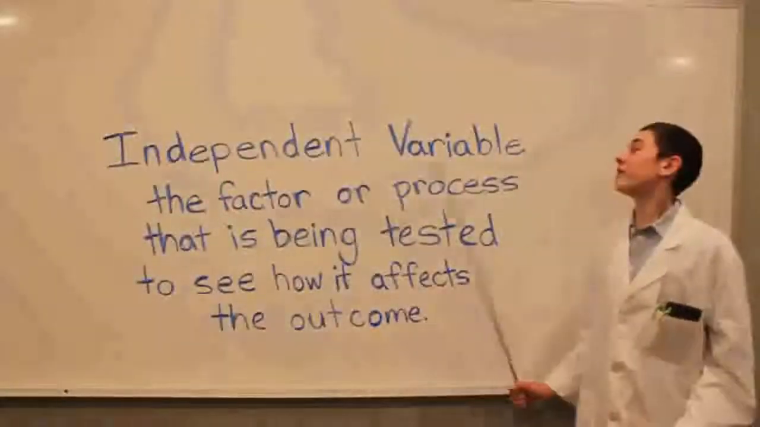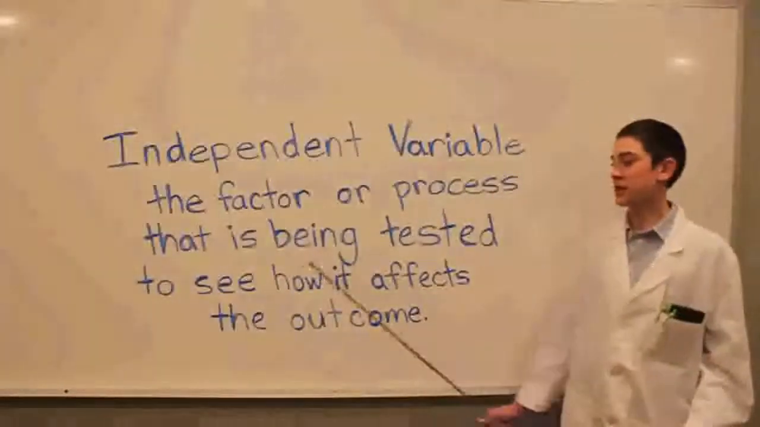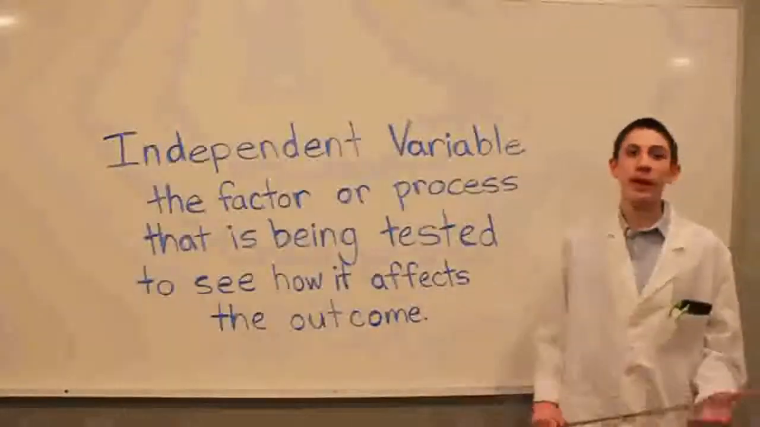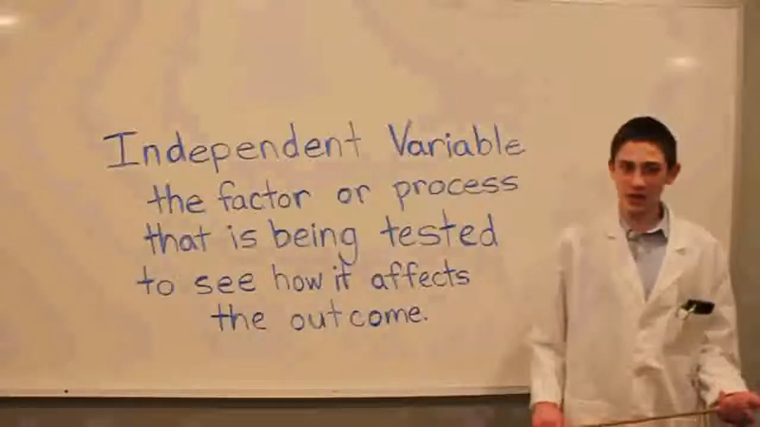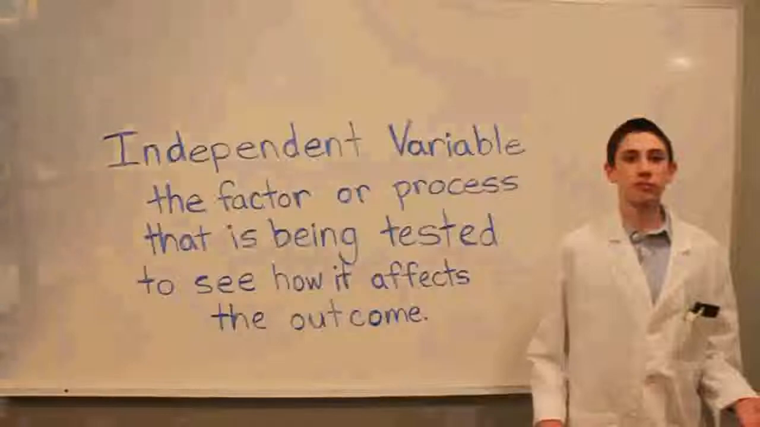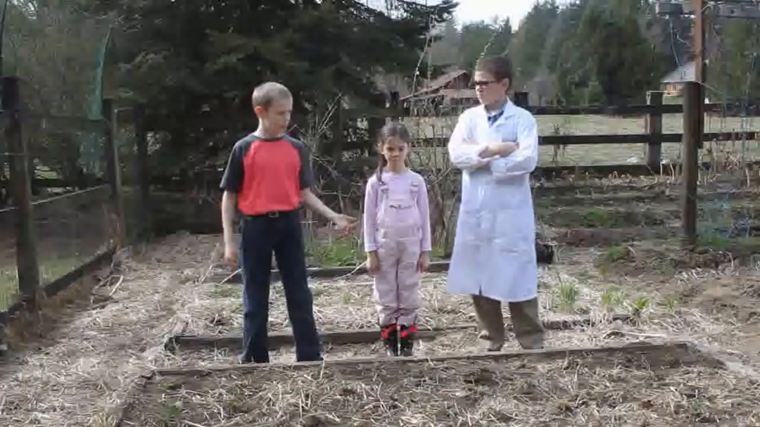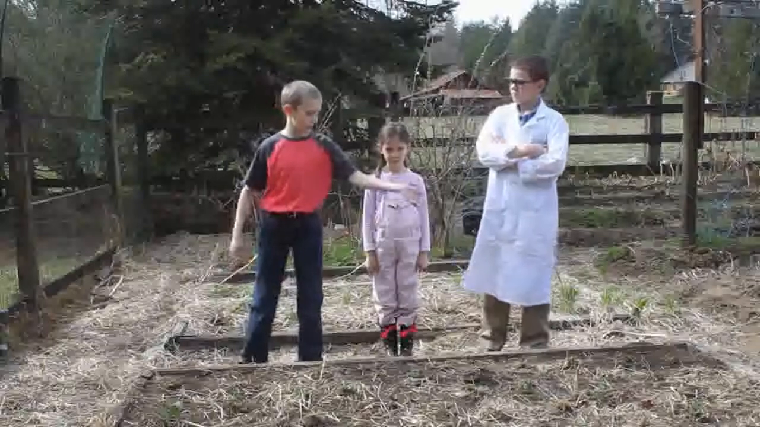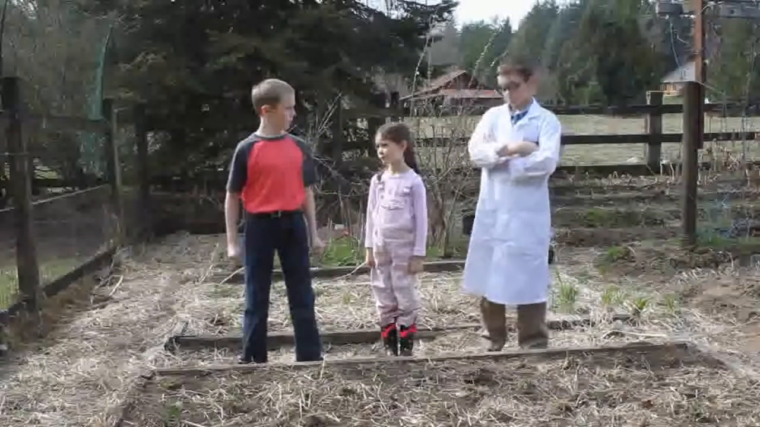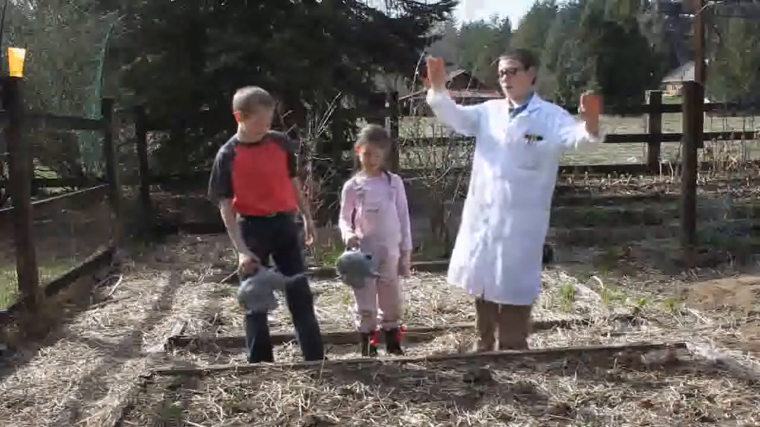The independent variable is the factor or process that is being tested to see how it affects the outcome. It is sometimes called the intervention, the treatment, or the exposure. So my intervention would be the amount of water, either relaying the rainwater to my plants or watering them every day. Let's start the study!